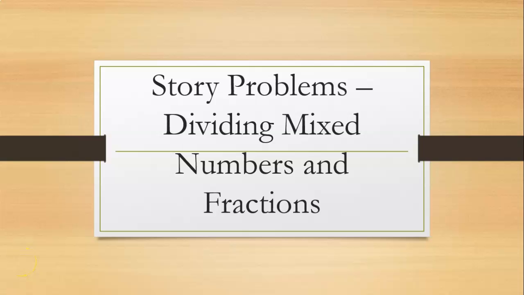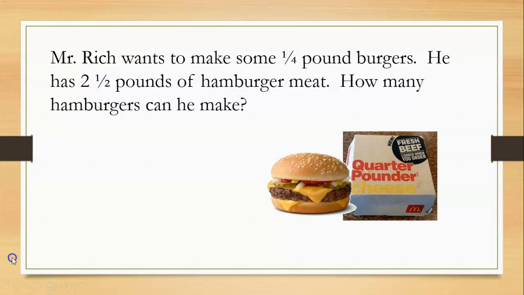So today we're going to look more at dividing mixed numbers and fractions, and we're going to look at that in the context of a story problem. So Mr. Rich wants to make some quarter-pound burgers. He has 2.5 pounds of hamburger meat. How many hamburgers can he make?